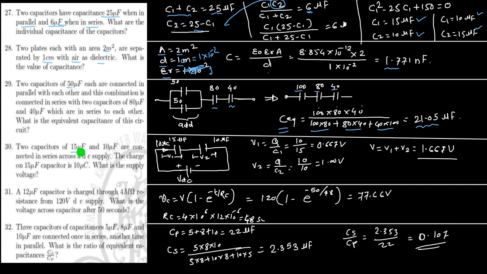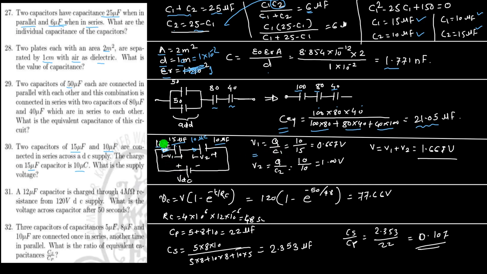Two capacitors of 15 microfarad and 10 microfarad are connected in series across a DC supply. The charge on the 15 microfarad capacitor is 10 microcoulomb. What is the supply voltage? In series the charge is the same, so here also the charge is 10 microcoulomb. So V1 voltage is Q divided by C1.